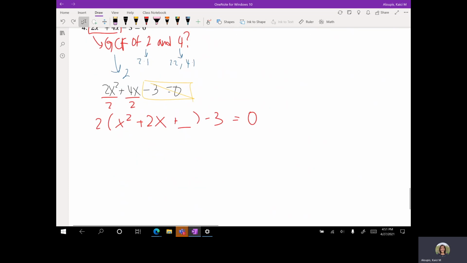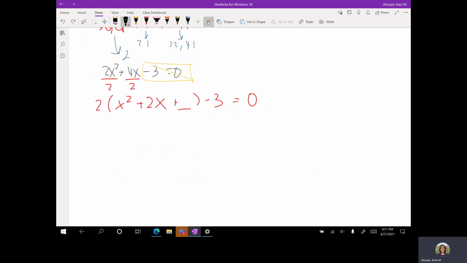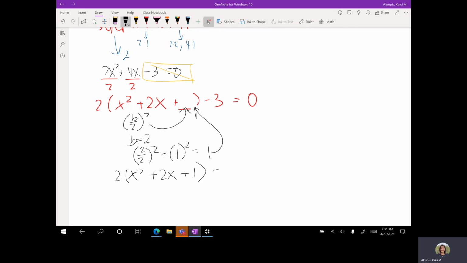Now we can use our same thing before where we did b divided by 2 squared, and we plug that in there. In this case, b is equal to 2, so 2 divided by 2 squared is 1 squared, because 2 divided by 2 is 1, and that's equal to 1, and that's going to go up there. So our expression reads 2x squared plus 2x plus 1, subtract 3.